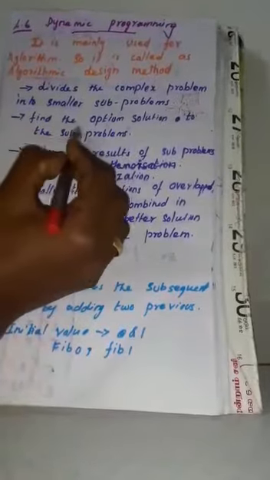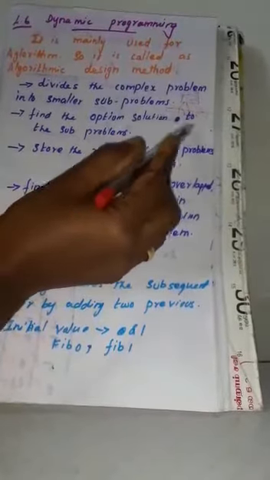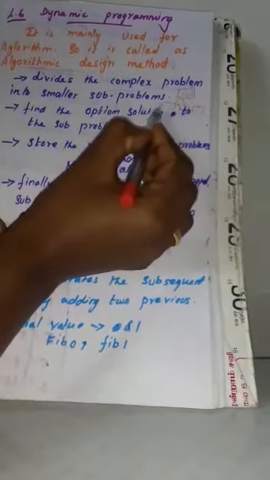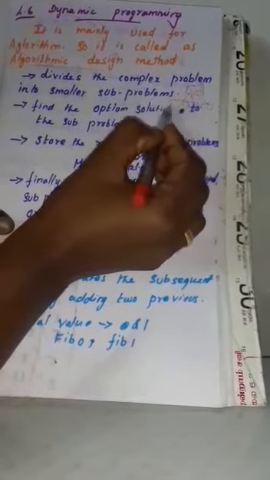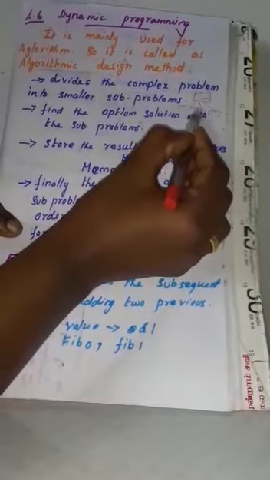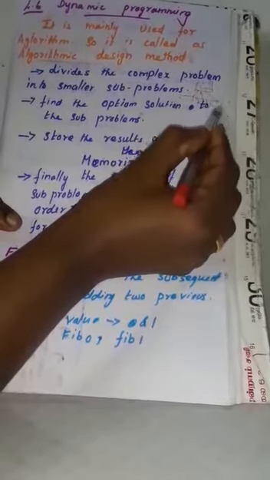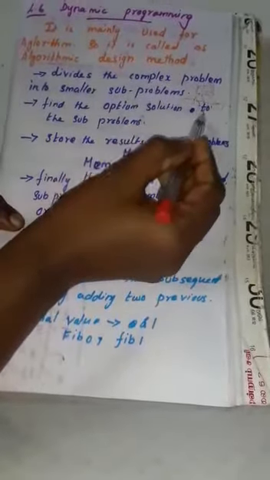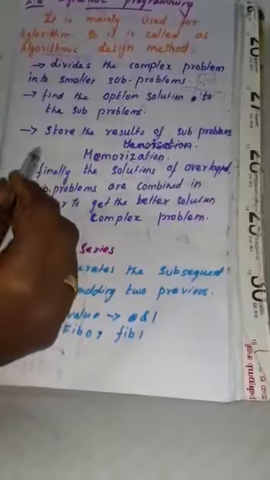Dynamic programming finds the optimum solution to the subproblems. This subproblem finds a solution, this subproblem finds another solution, and this subproblem finds another solution. So it finds the optimum solution to the subproblems.